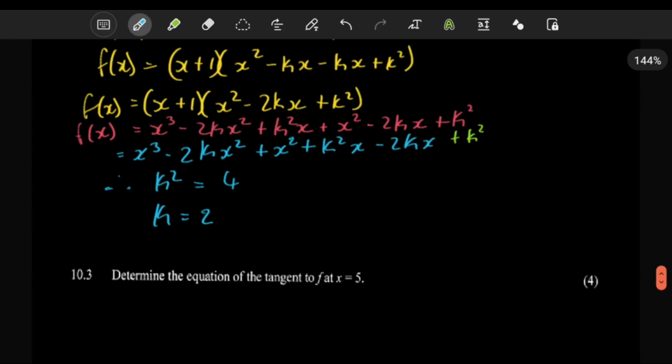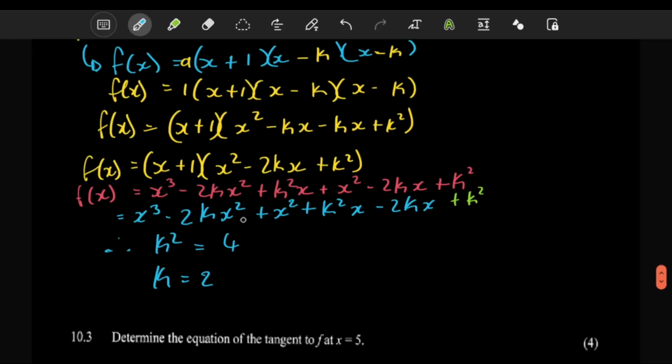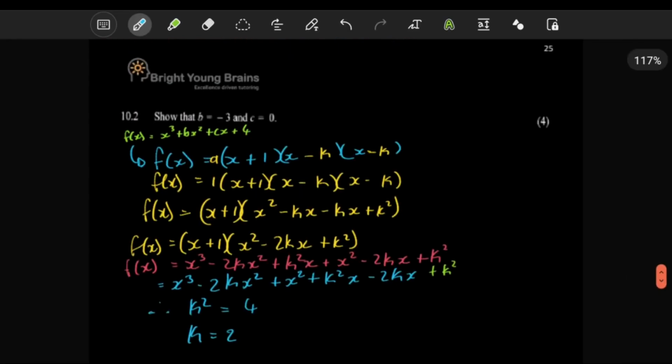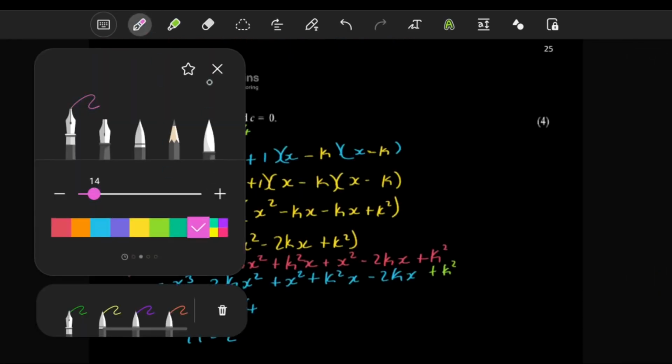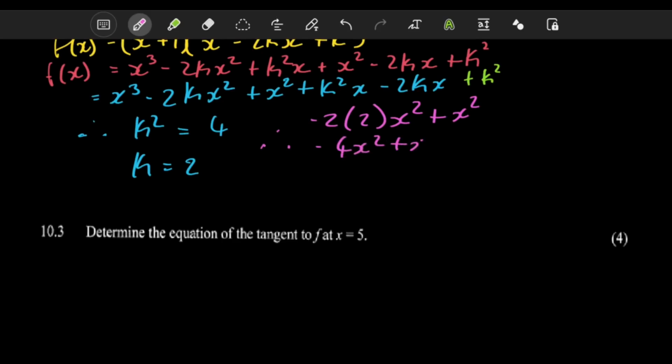So if k is a positive 2, automatically that gives us a value to throw in over there that can eventually give us a b value, and a value to throw in over there that can give us a c value. So let us just do it. If k is a positive 2, it means that if you throw a 2 there, you're gonna have negative 2 with a 2 there, with x squared plus that squared. So this is going to give you negative 4x squared plus x squared. This is going to give you negative 3x squared. So here, therefore, b is a negative 3.